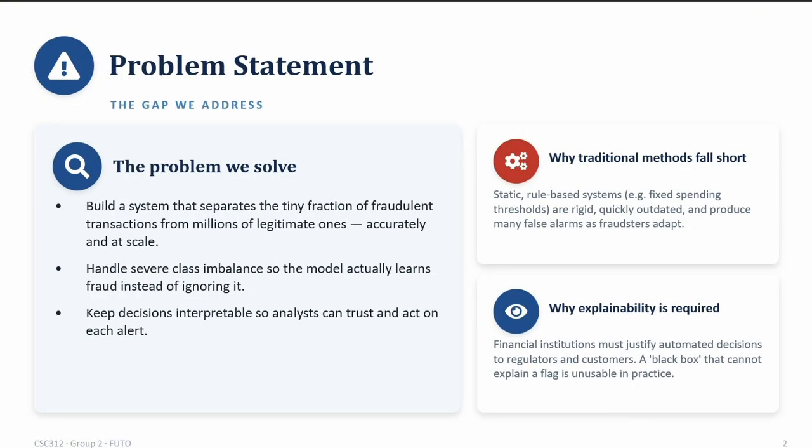Now, the challenge we wanted to solve was very simple. We asked a simple question. How do we correctly identify the very small number of fraudulent transactions among hundreds of thousands of legitimate ones? The traditional rule-based system does not adapt well because fraud methods keep changing, and they also generate too many false alarms. So our goal was to build a smarter model that could detect fraud accurately while still being very easy to explain.